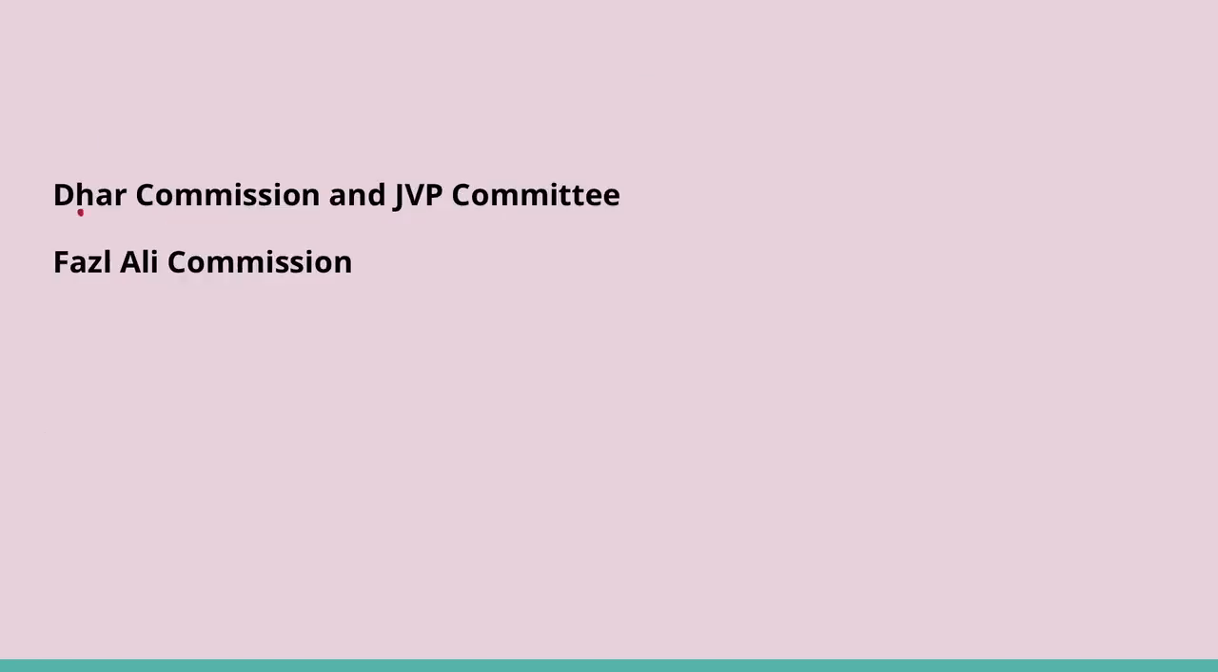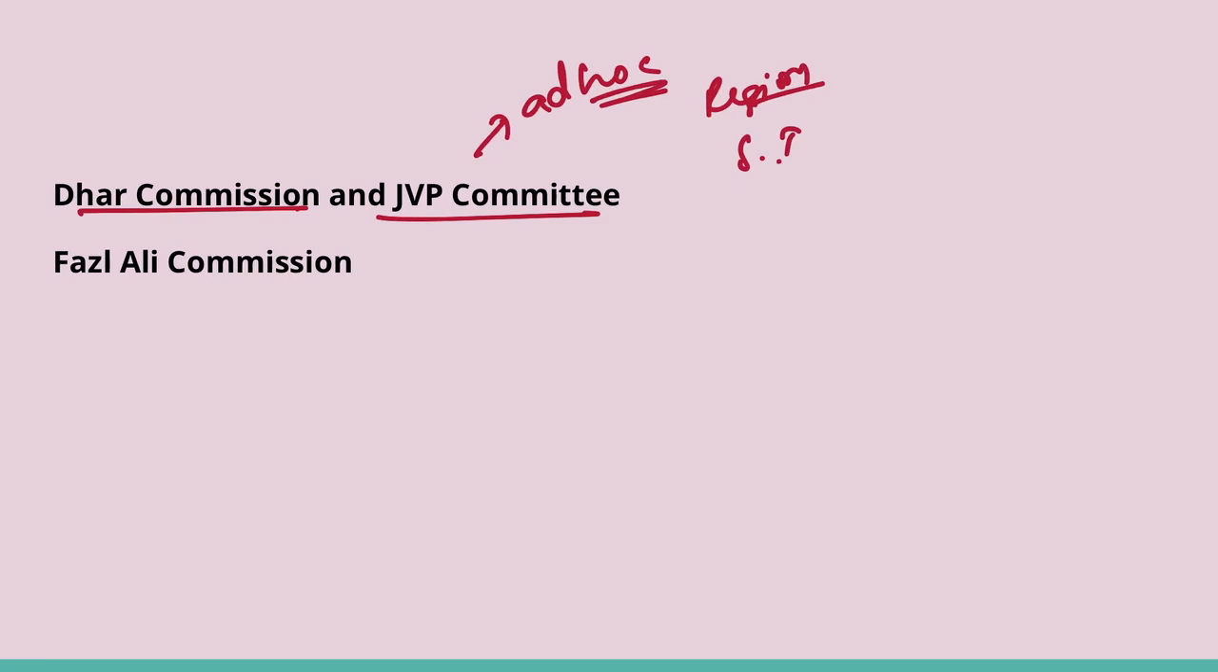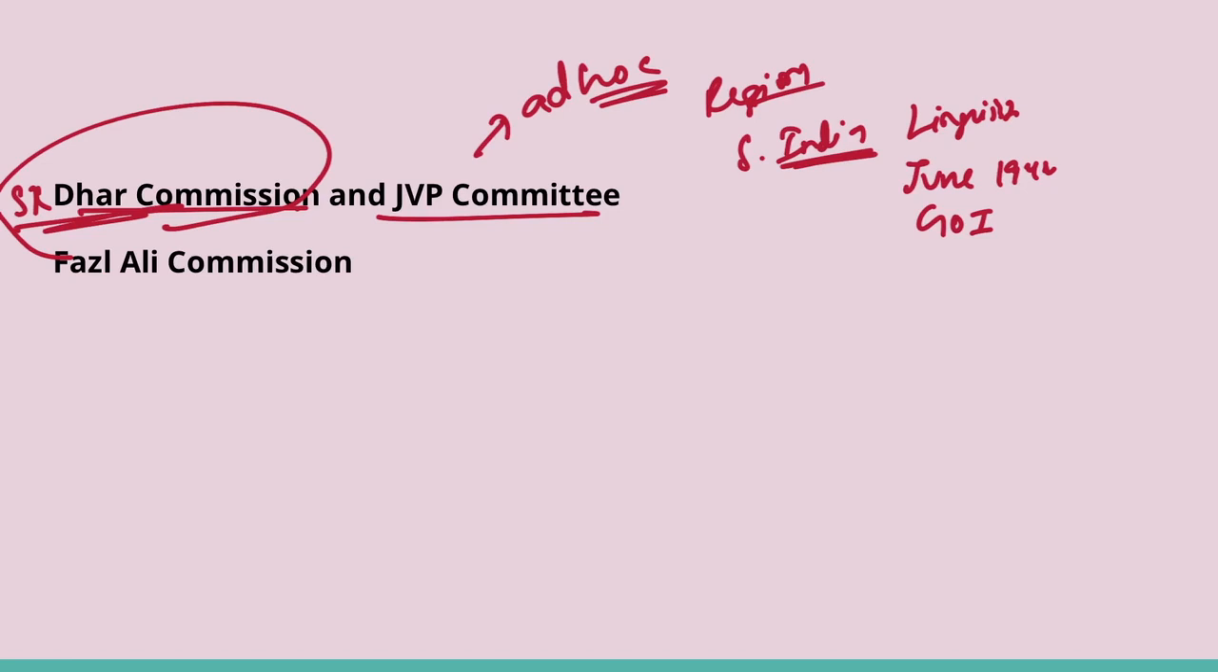Let's have a discussion about the Dhar Commission and the JVP Committee. The integration of princely states with the rest of India was purely an ad hoc arrangement. There was a demand from different regions, particularly from South India, for reorganization of states on a linguistic basis. Accordingly, in June 1948, the Government of India appointed the Linguistic Provinces Commission under the chairmanship of S.K. Dhar to examine the feasibility of linguistic states.